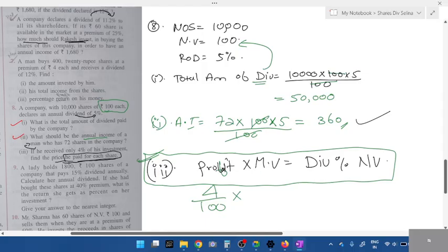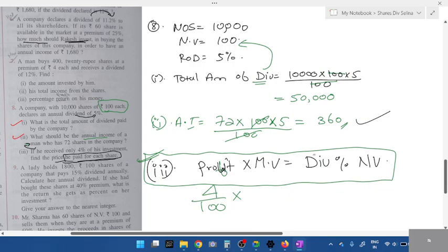Okay, see, what is market value? Once the company starts, only then this man is buying, right? After the company started, the market value will not be the same. Where is market value given here anywhere? Yes, we have to find it.